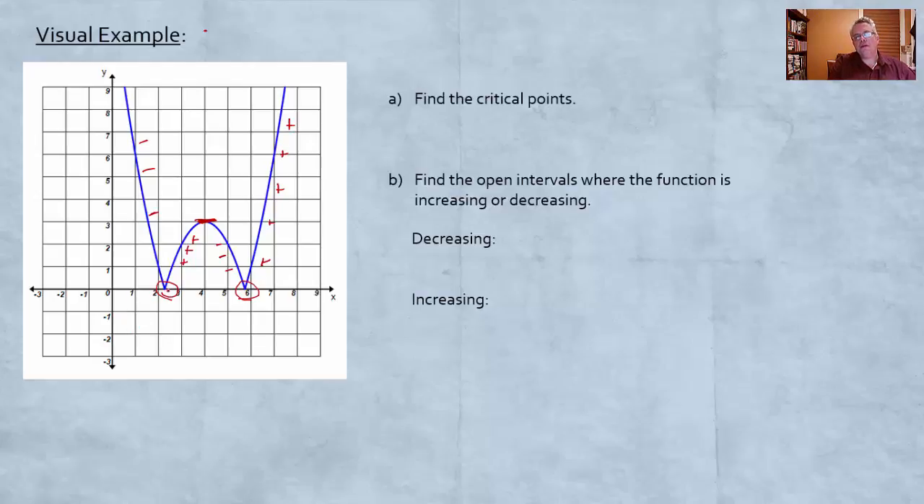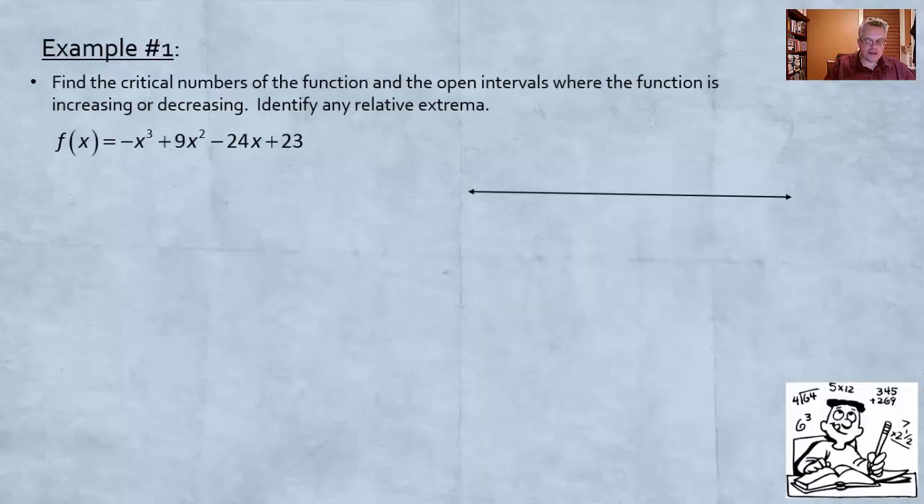And notice the critical points are places where it can change from increasing to decreasing. Right here, it was going down, and at this critical point, it changes. It changes at this critical point, and it changes at that one also. Now, those are places where it can change. It may not, but it can change there. All right, let's do our first solid example here.